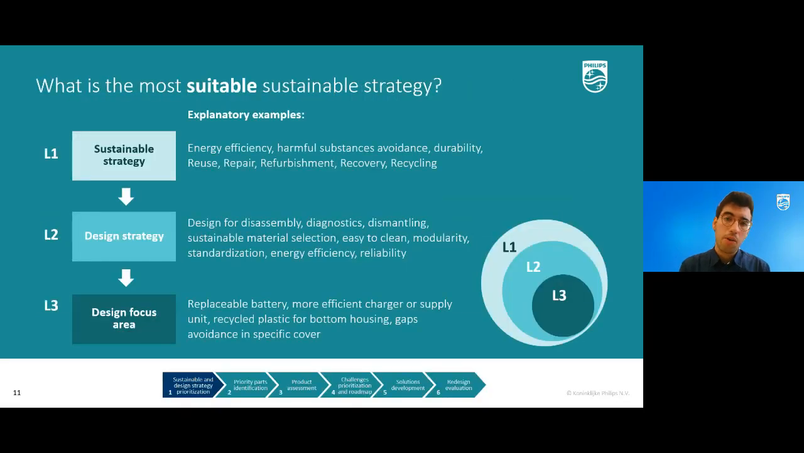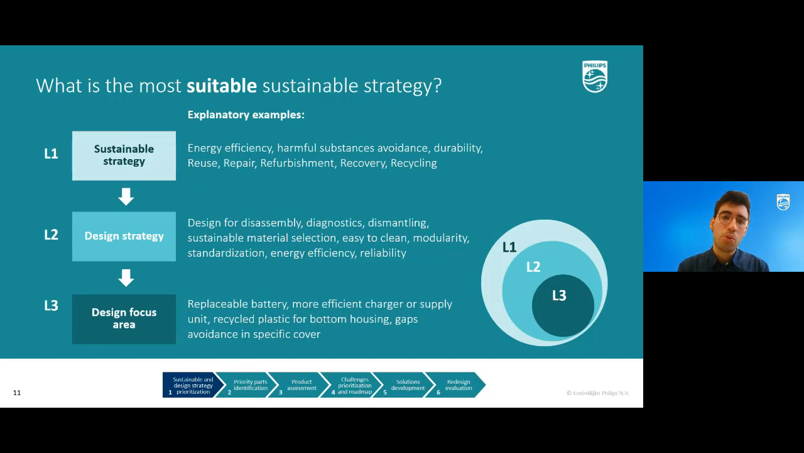So we are now going to go step by step in this process so we can also show you a bit more in detail what we actually try to do in each step. What we always start from is defining the most sustainable design strategy. We use this three-layer approach where we start from the bigger picture, identifying the sustainable strategy more suitable for the specific product and context that we're working on. Examples could be more eco-efficiency related strategies like energy efficiency, improving durability, or more core circular economy related strategies like reuse, repair, refurbishment, or recycling.